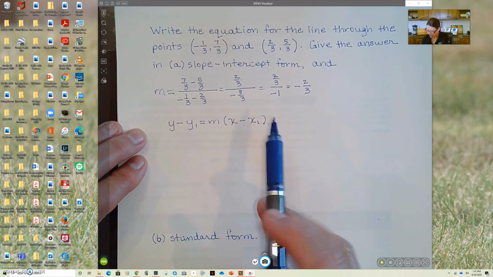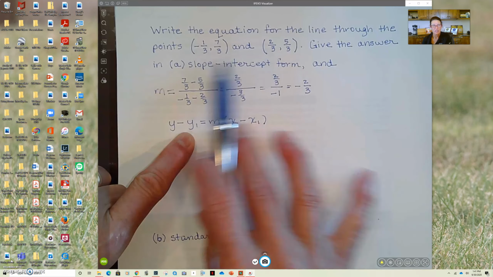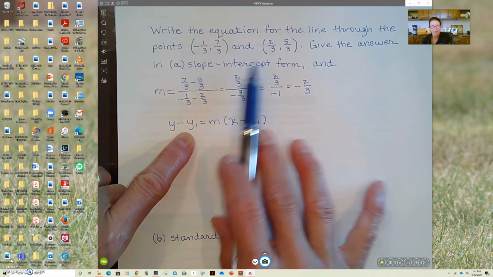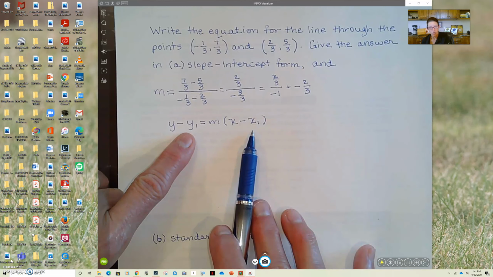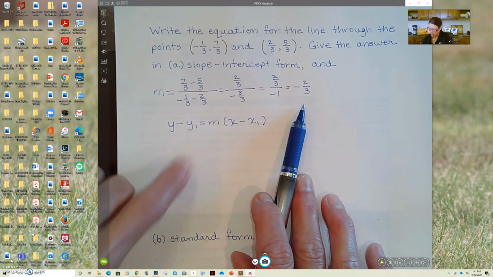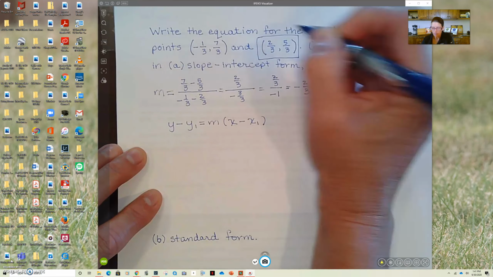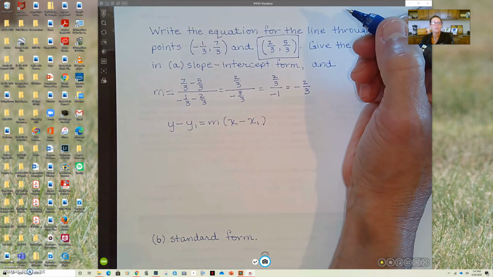We use it because we know the coordinates of a point. In fact, we know the coordinates of 2 points, don't we? All right, we're going to pick one of them. Okay, so we know the coordinates of a point, and now we've determined the slope.